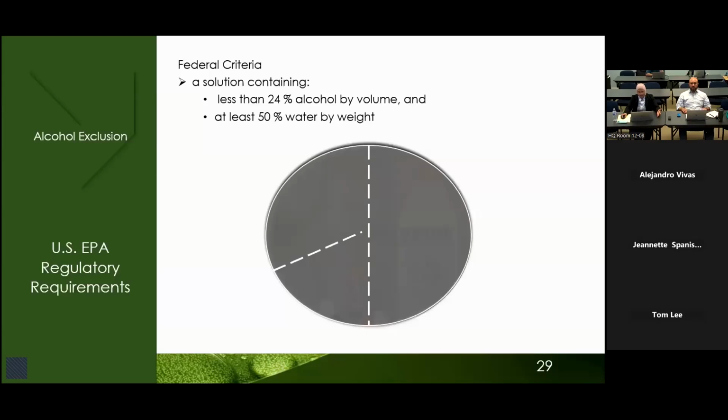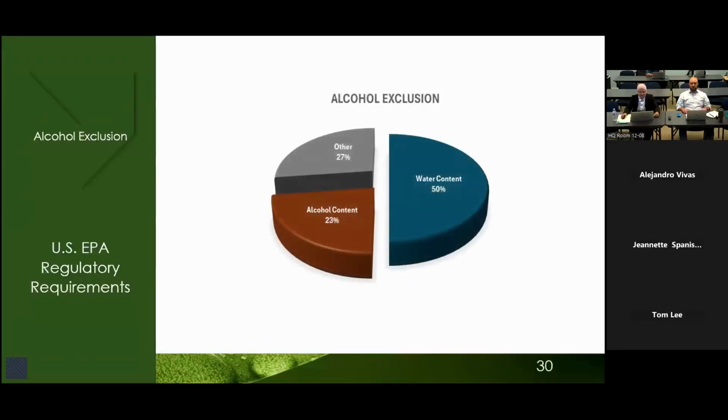How does this dynamic of specific water content matter in the alcohol exclusion rule? This is another simplified version where we use a pie chart to explain this. This chart helps us illustrate how specifying the water content as the main solvent makes the alcohol exclusion rule much clearer. For example, if a liquid waste stream has less than 24% alcohol and at least 50% water, it can qualify as excluded from being classified as ignitable hazardous waste.